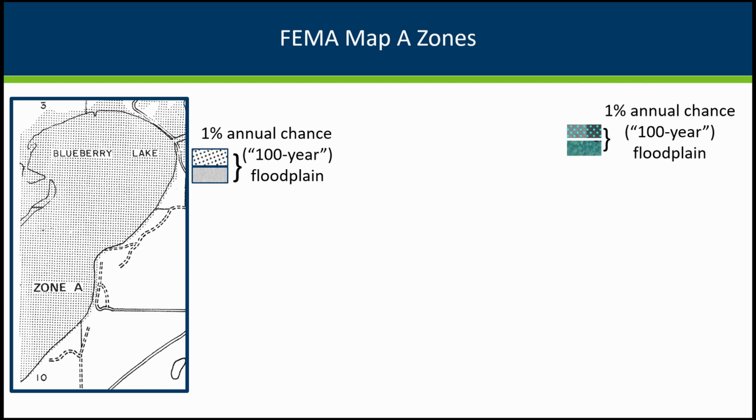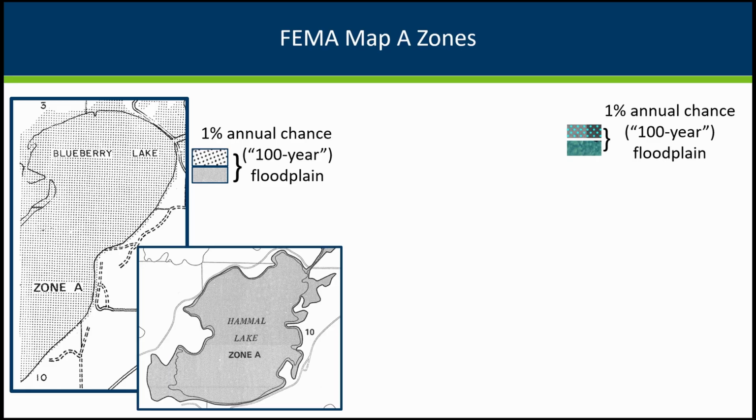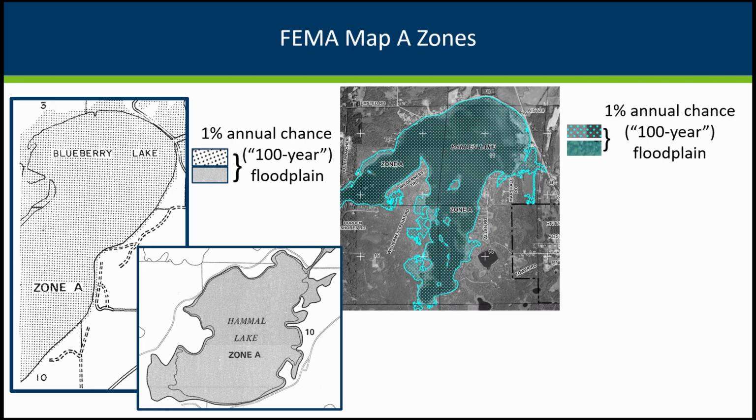Note that Zone A's, sometimes called approximate zones, don't have base flood elevations on the map or in the flood insurance study. FEMA maps have changed over time. The earliest Zone A's were on paper maps that showed the floodplain with dots, like this Blueberry Lake example. Later ones, in the 1980s, 1990s, and early 2000s, had paper maps similar to this one showing Hamel Lake. When FEMA started producing digital flood insurance rate maps, or FIRMs, in the early 2000s, the maps looked more like this, with these aqua blue dots.